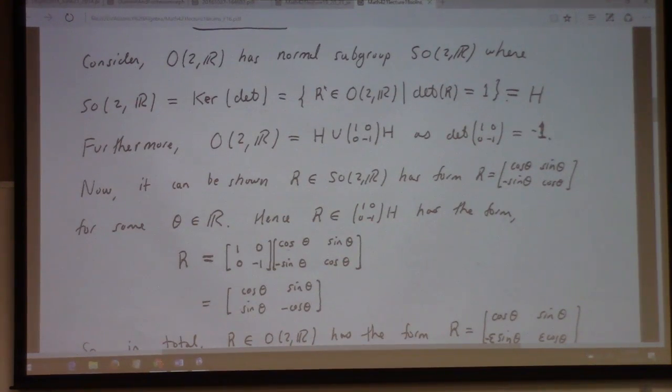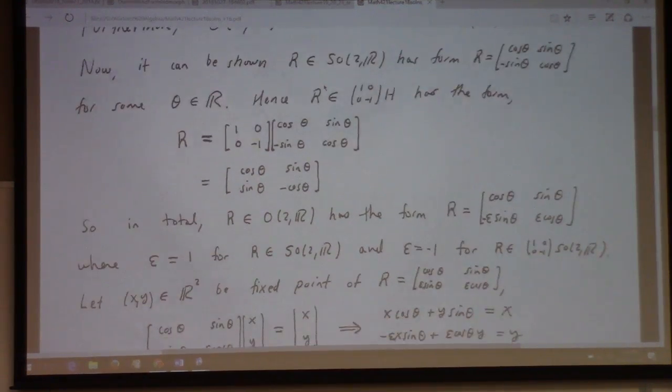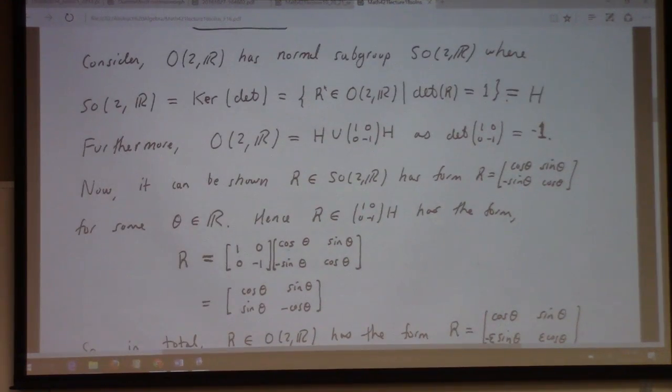So then, let's see here. SO2, the determinant 1 matrices, they're the kernel of the determinant map. So that means they're a normal subgroup. So that means that the cosets of SO2 partition O2. So there's either the rotations, or there's the reflections.